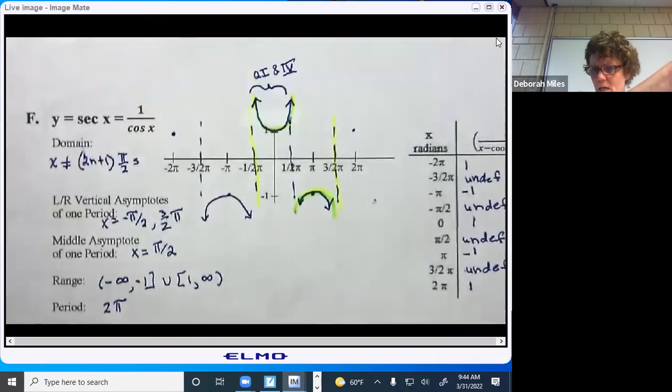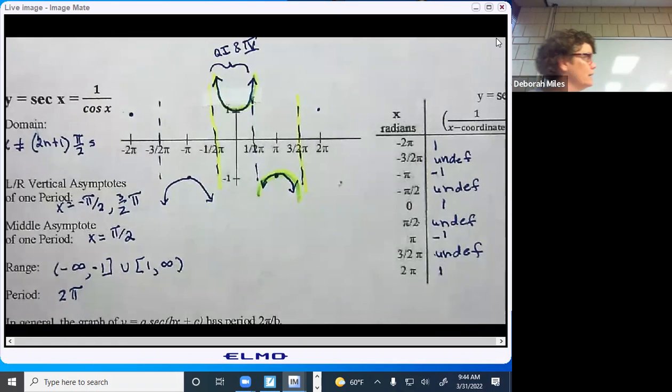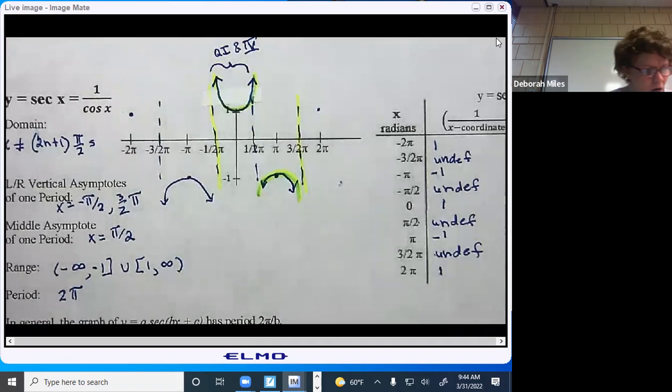2n + 1 is just the way we say odd. All right, so what are the only two functions that don't have a period of 2 pi?